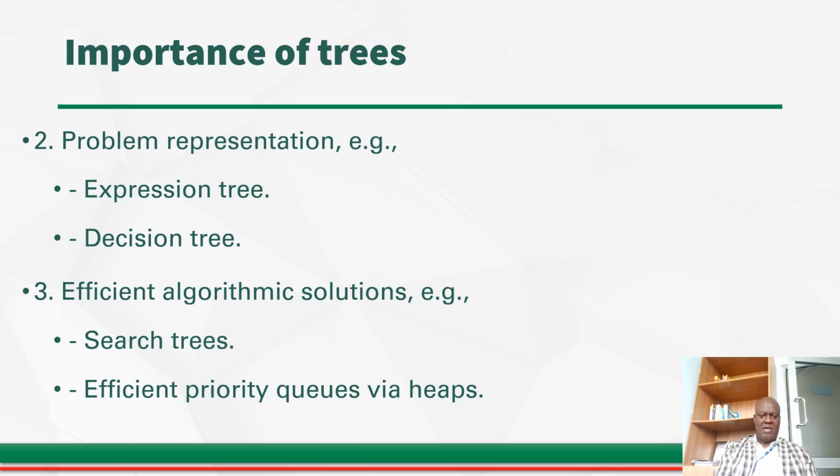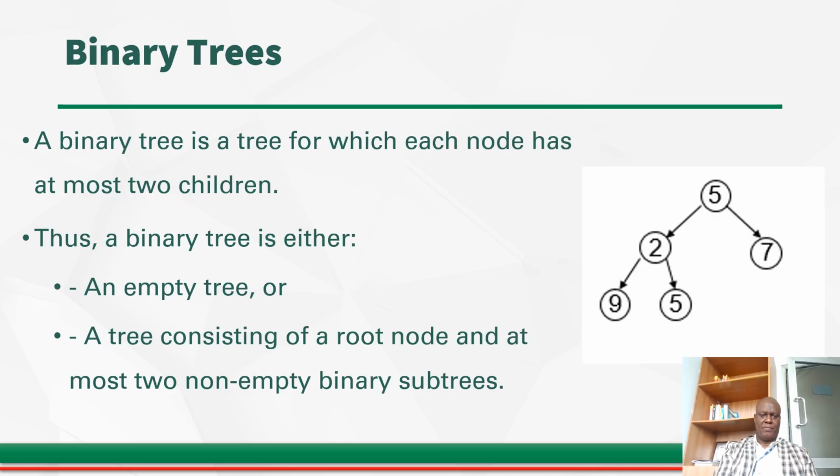Then 3, efficient algorithmic solutions. For example, search trees are used to design algorithms you can use in implementing searching. Efficient priority queues through heaps.